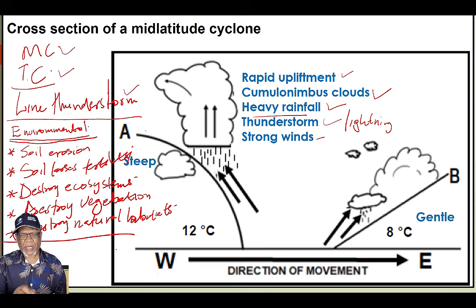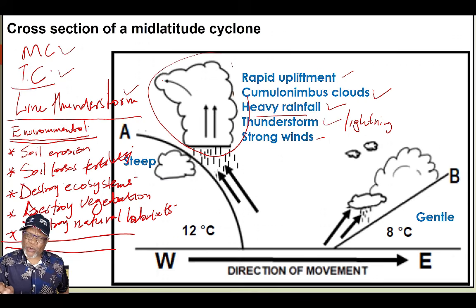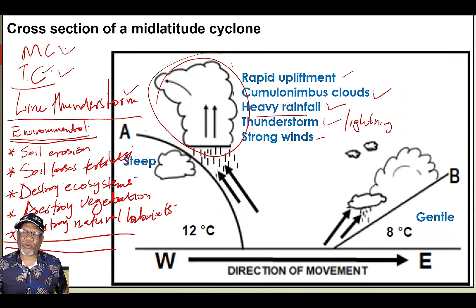Now, these are 5 factors, or 5 impacts of mid-latitude cyclone on the natural environment. Because mid-latitude cyclone is associated with cumulonimbus clouds, and also tropical cyclone is associated with cumulonimbus clouds, and also line thunderstorm is associated with cumulonimbus clouds.